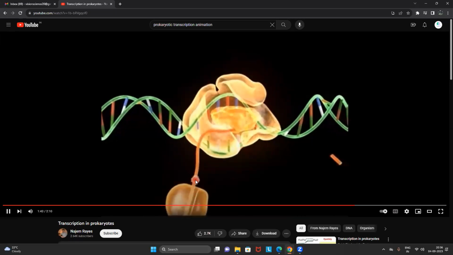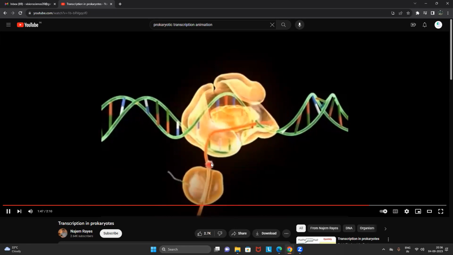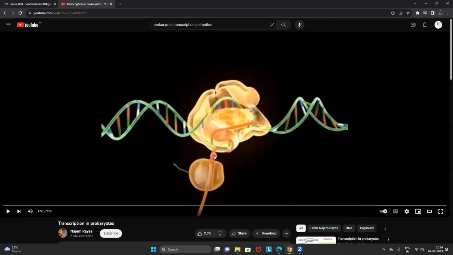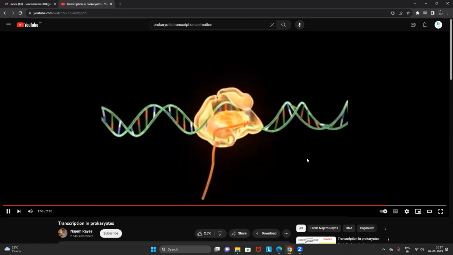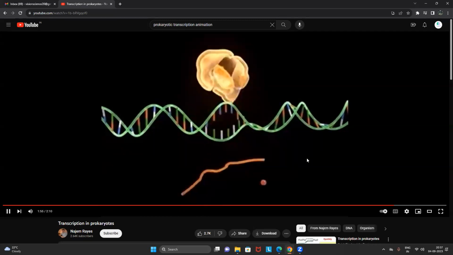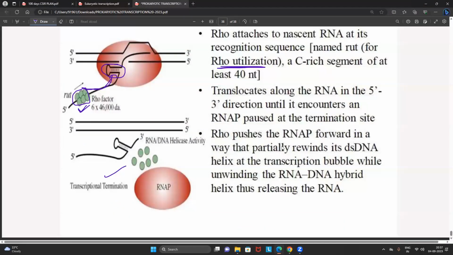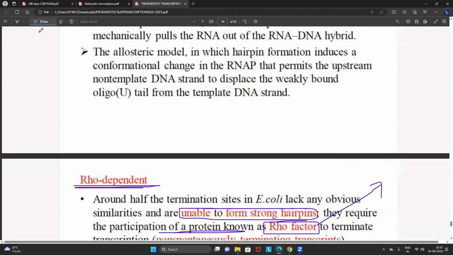Now see this, the rho protein is moving. Where is it moving? Till the hairpin loop. Look into that. It moved till the hairpin loop. You can see that. Now it gives extra support for the hairpin loop to pull the mRNA. See that, so it's pulling it now by giving extra support. It becomes linear, right? So that is about rho dependent and rho independent termination in the prokaryotes.